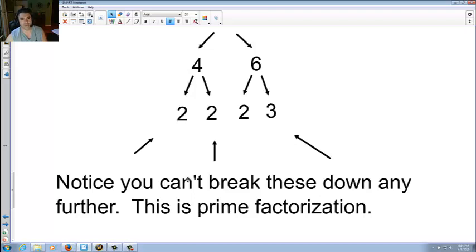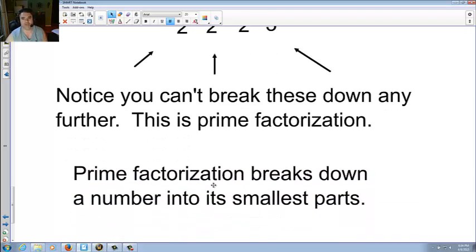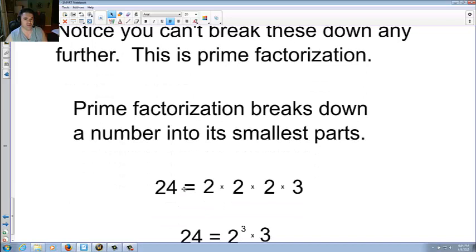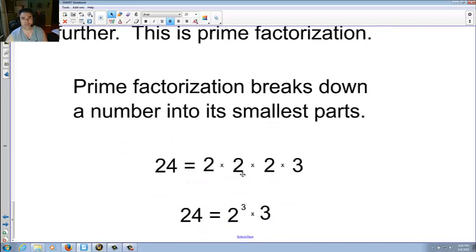That is prime factorization. Prime factorization breaks down a number into its smallest parts. So 24 equals 2 times 2 times 2 times 3. The only thing we have to do to finish it is put 2 cubed times 3. So again, that would be 2 times 2 times 2 times 3. And why, you ask? Because 2 times 2 times 2 makes 8, and 8 times 3 would make 24.